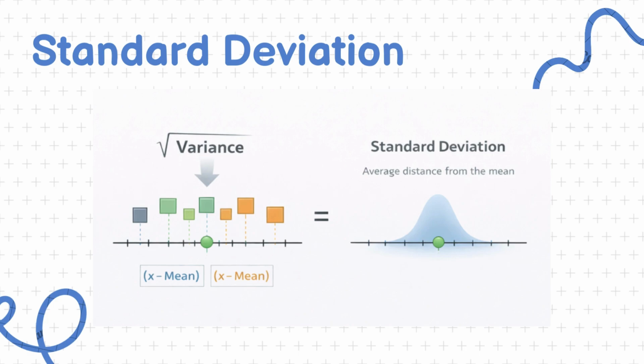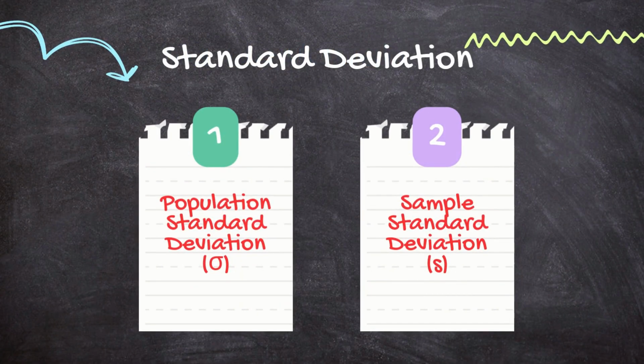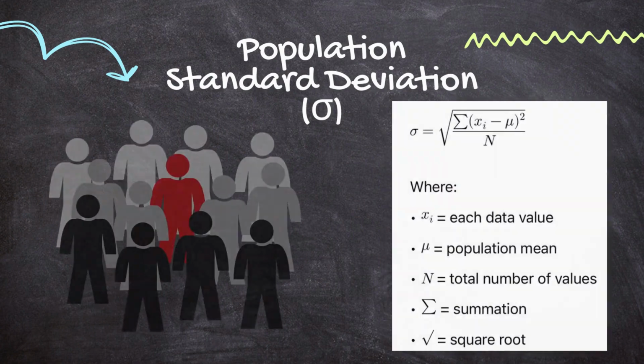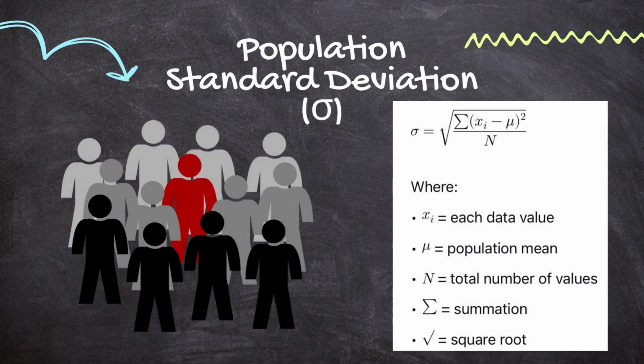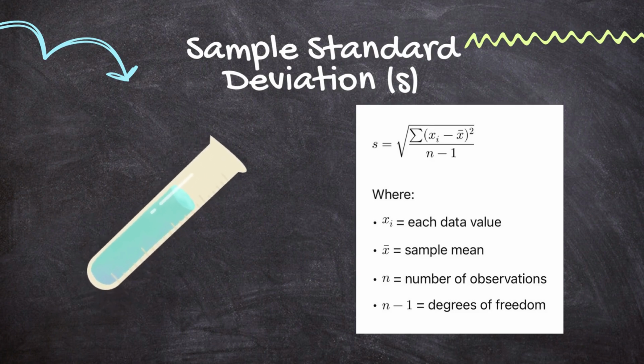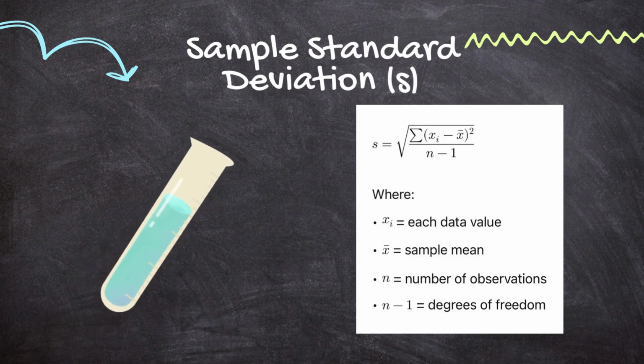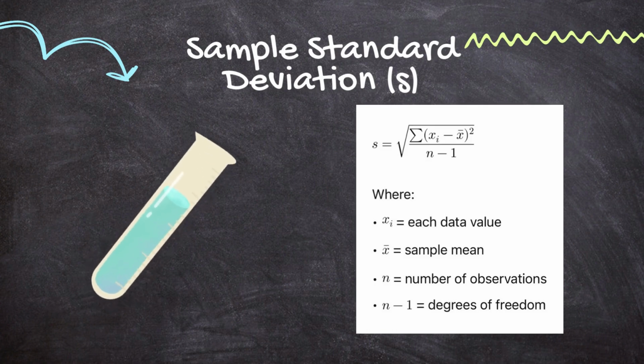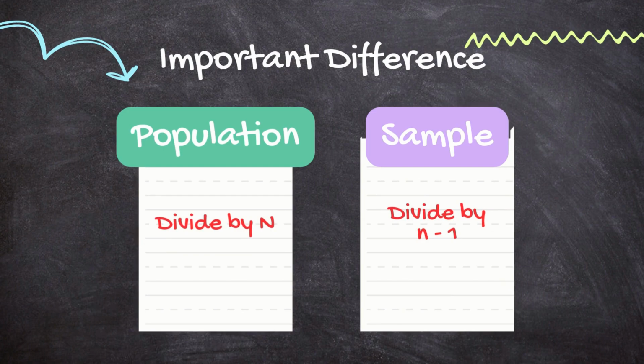The standard deviation is of two types: population standard deviation, when you have entire population data, and sample standard deviation, when working with a sample, most common in data sets. Standard deviation is simply the square root of the average squared distance from the mean. If we are working with the full population, we divide by n. If we are working with a sample, we divide by n minus 1.